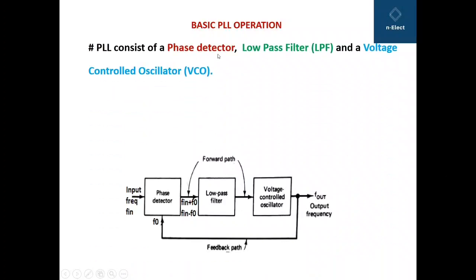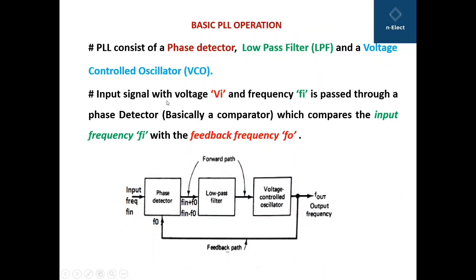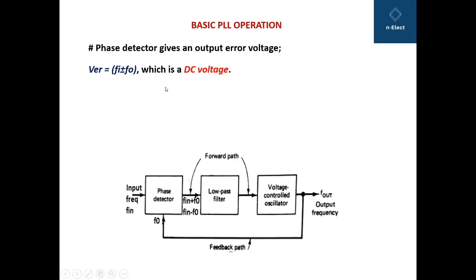PLL mainly consists of phase detector, low pass filter and voltage control oscillator. Input signal with voltage Vi and frequency Fi is passed through the phase detector. Basically, it is a comparator which compares the two frequencies, the input frequency Fin and the feedback or output frequency F0. Phase detector gives an output error voltage. Here you can see Fin plus F0 and Fin minus F0. You get these two values because the two signals are compared in the phase detector, that is a comparator, giving Fi plus and minus F0, which is a DC voltage.